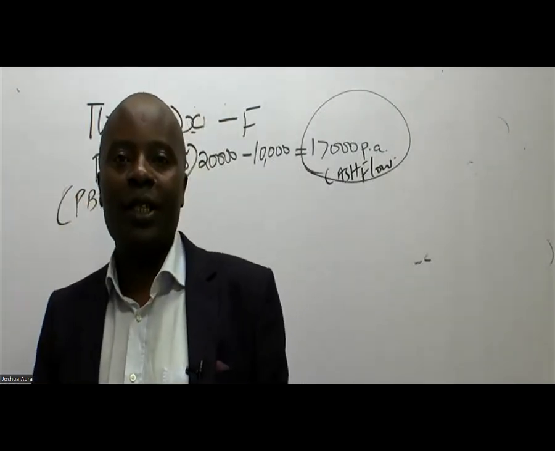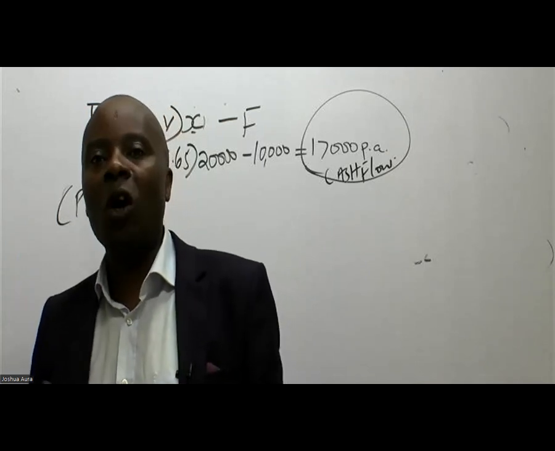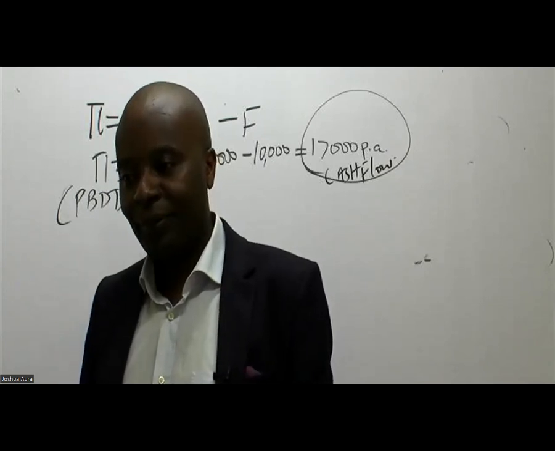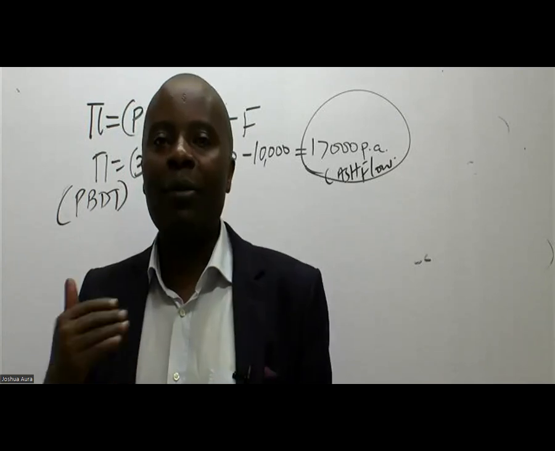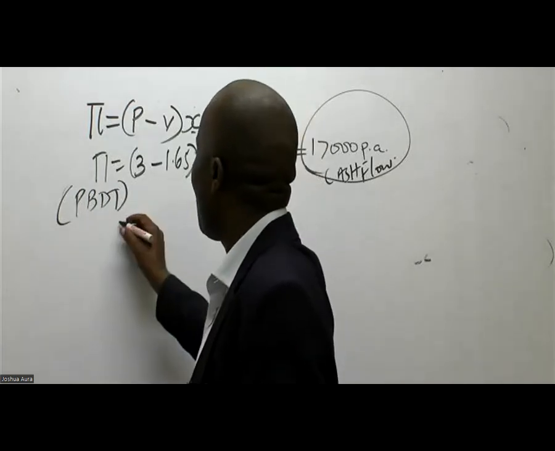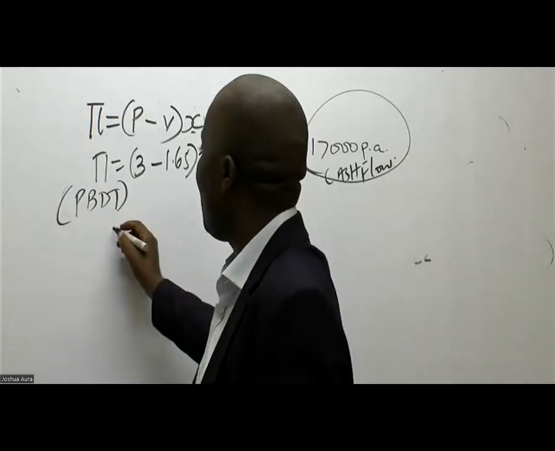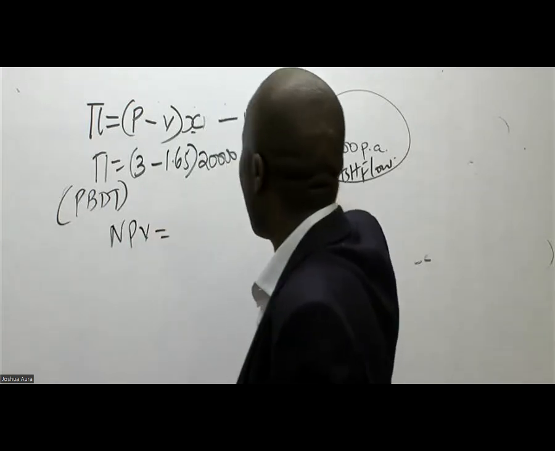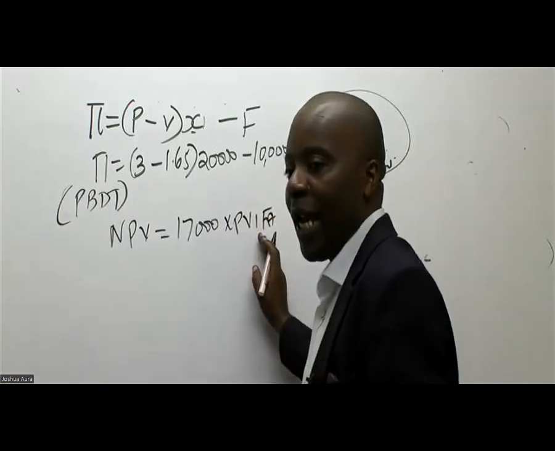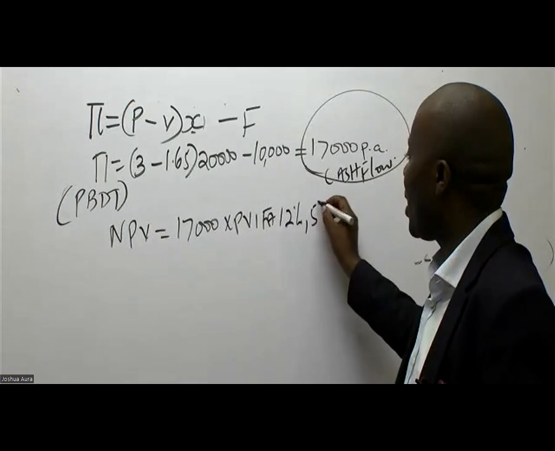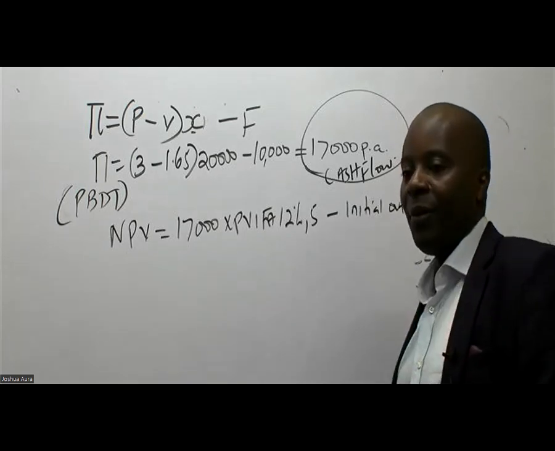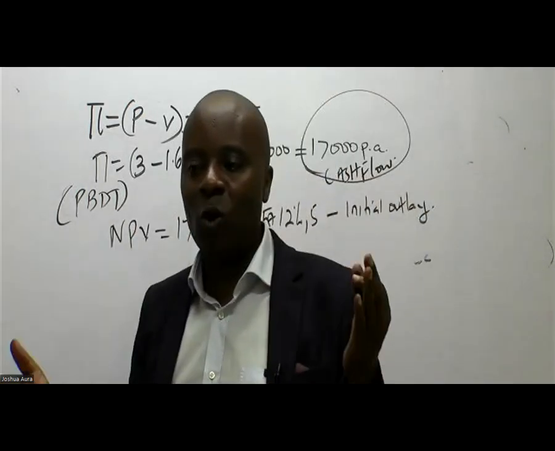Discounting. Have they given me the COC, the cost of capital? Yeah, 12%, isn't it? Do you know the number of years? 5 years. So for me to be able to get the present value, so this is the cash flow, come and give me the net present value. The net present value will be the cash flow here, which is 17,000 times PV, present value interest of an annuity, 12%, 5 years, minus the initial outlay. Because here there is no scrap. They told us in the question that there is no scrap.